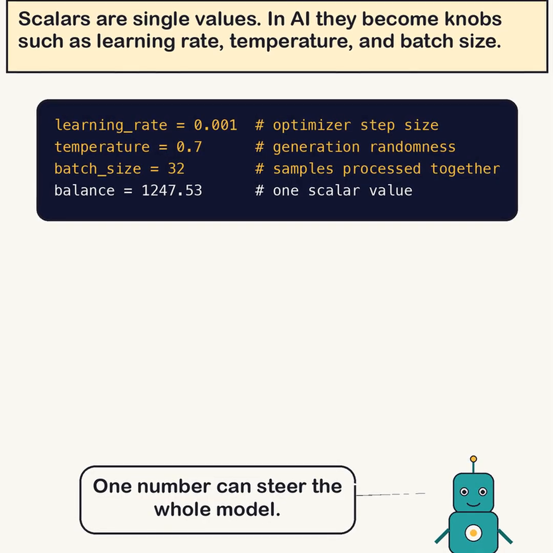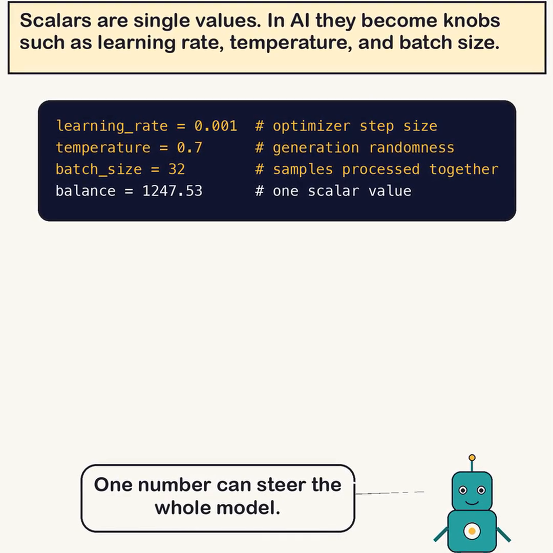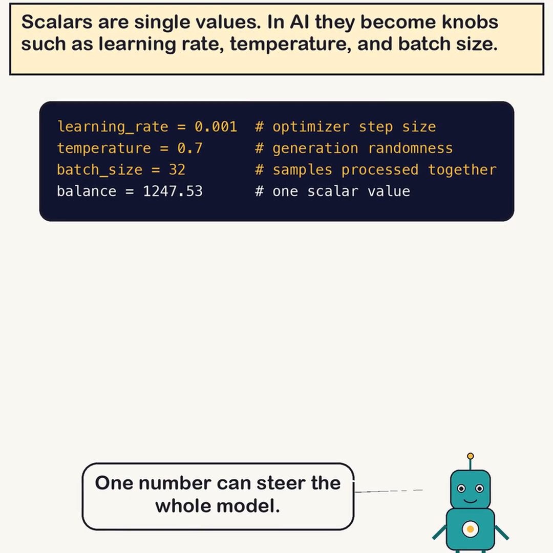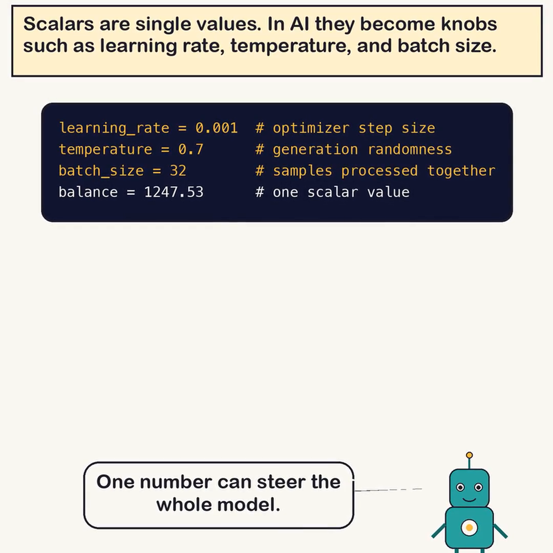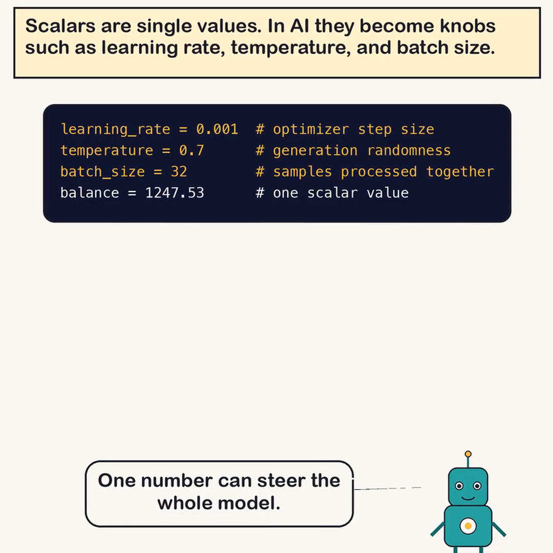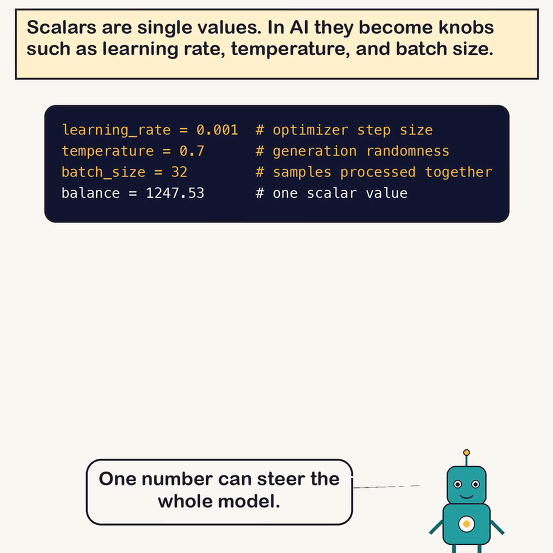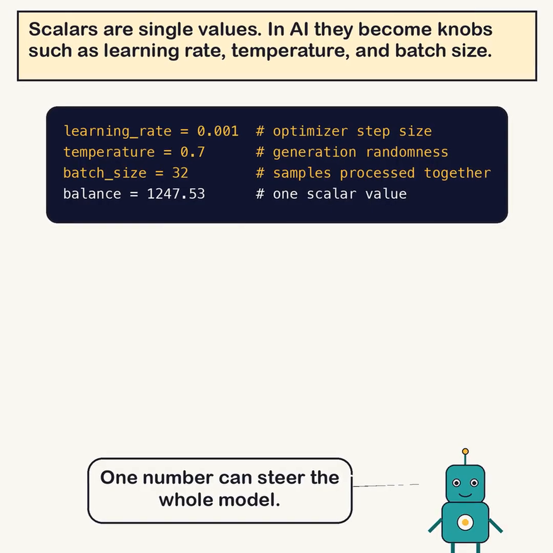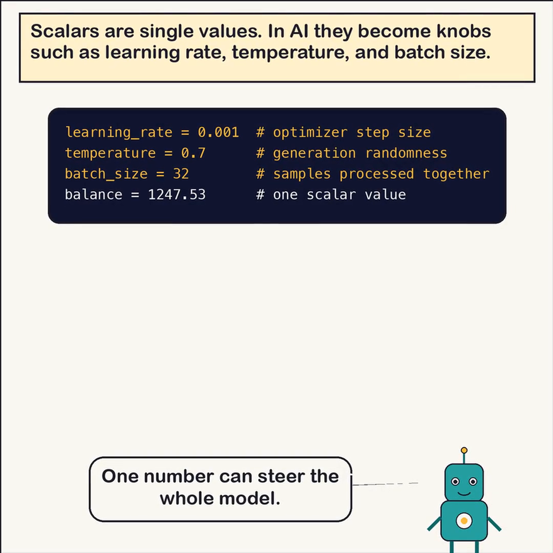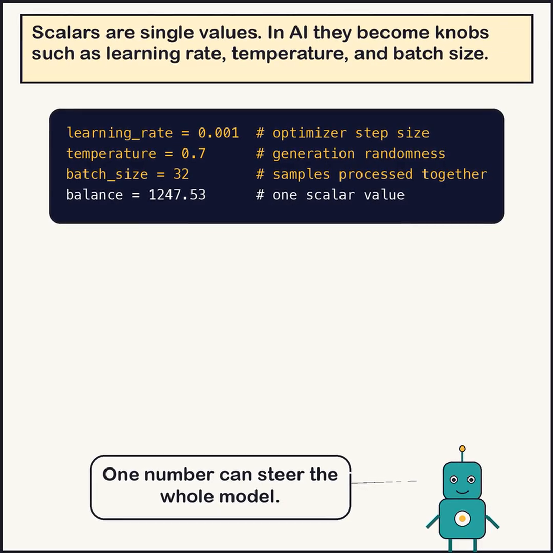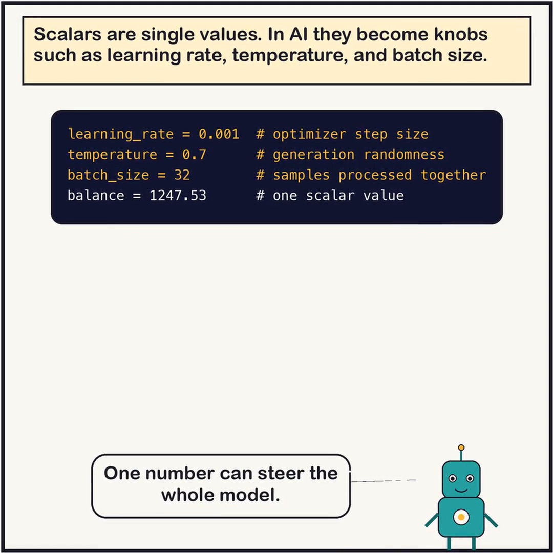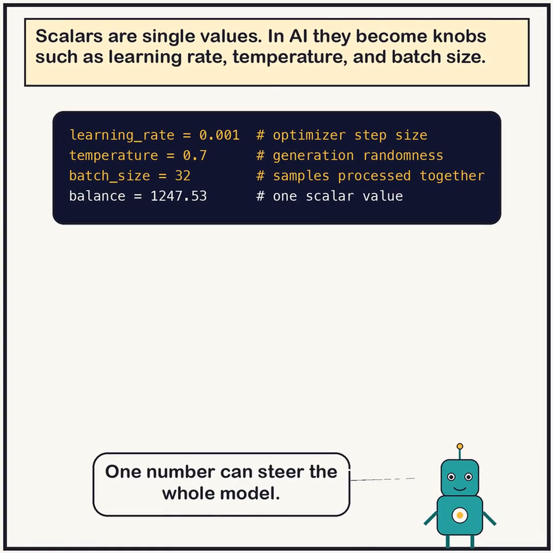A scalar is one number. The code panel shows 3 AI scalars. Learning rate controls optimizer step size. Temperature controls generation randomness. And batch size controls how many examples move together. Real-world analogy. Think of a scalar like one dial on a coffee machine. A tiny turn can make the whole result stronger, weaker, hotter, or cooler.